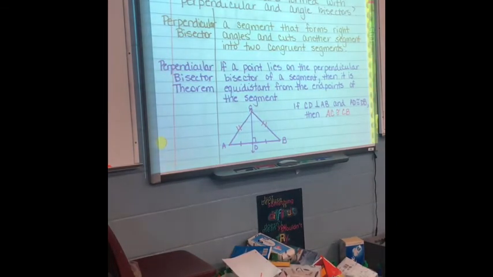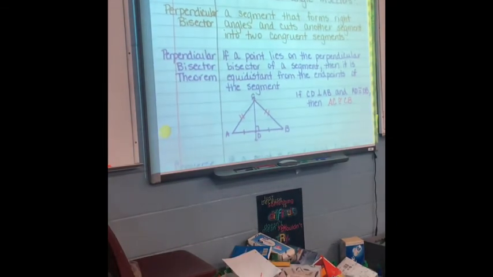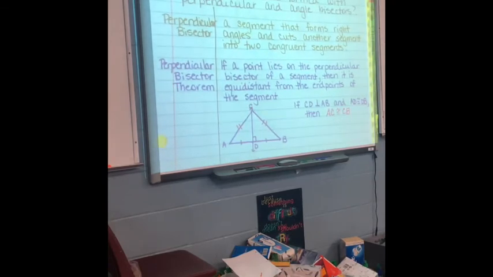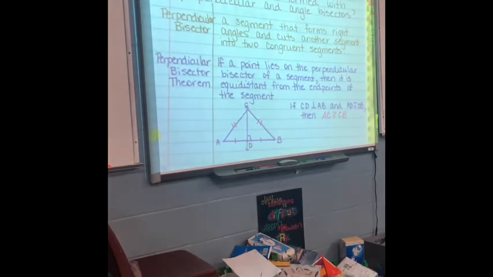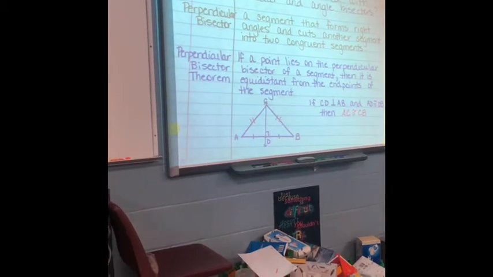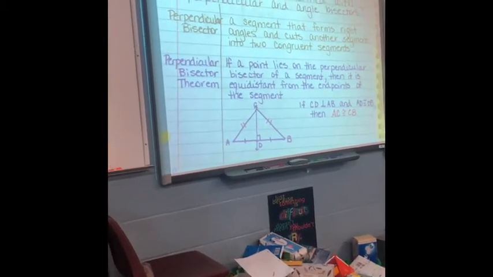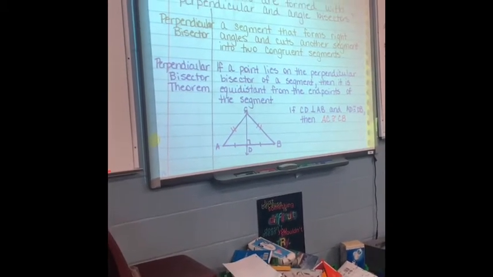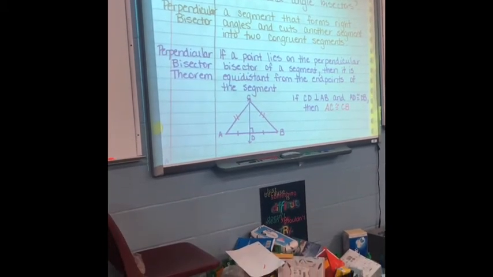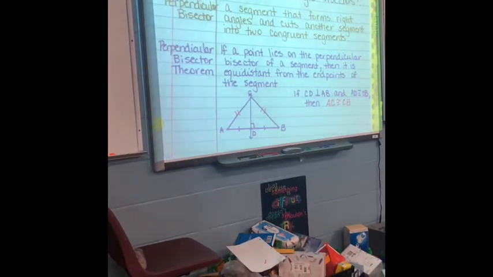All right, so looking at the perpendicular bisectors, we have just the perpendicular bisector itself. It means it's a segment or line that's perpendicular to another line or segment. Well, it has to be perpendicular to a segment. And it's going to form the right angles, and it's going to create two congruent segments.